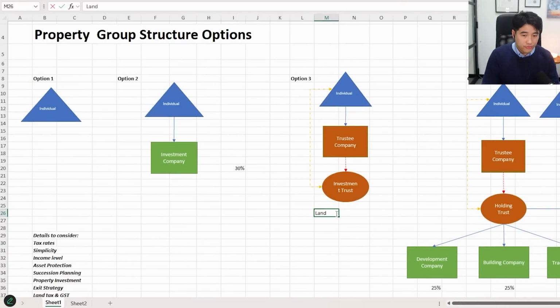If you've watched my videos before, I don't really like trusts in New South Wales because of no land tax-free threshold. So you don't get a land tax-free threshold. So I'm not a big fan of trusts in New South Wales. And in some states like Victoria, it's also very bad. You get taxed quite a fair bit.